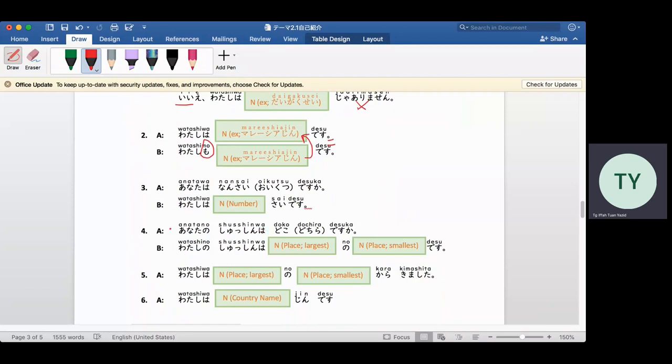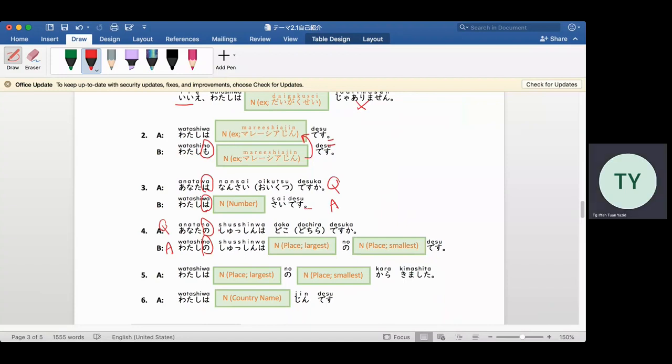Now number 4, asking about hometown, shushin. Anata no shushin, your hometown, doko or dochira desu ka? Where is your hometown? To answer this, you just answer watashi no shushin. Here the particle you have to use is wa. Look at here, the question uses wa, the particle also wa. This is the question, this is the answer. Same. So number 2 is different, watashi wa and watashi mo.